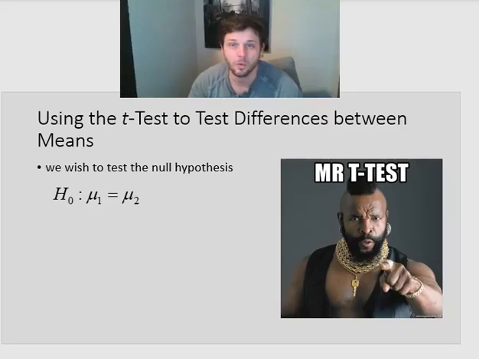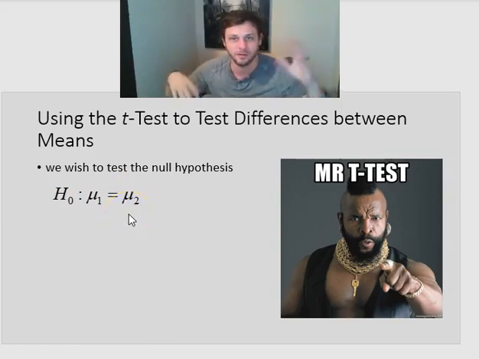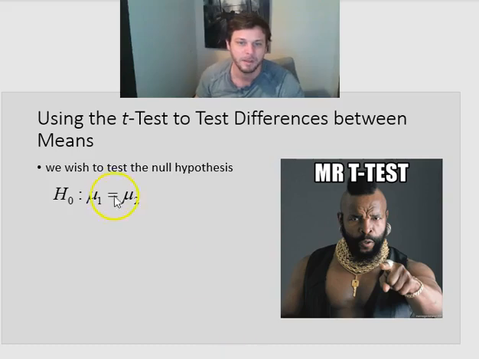Alright, so using a t-test is when you're going to test the differences between two means. Your null hypothesis is saying that the mean of population 1 is equal to the mean of population 2, or saying that there's no difference between the two of them, right? This is the Greek letter mu, which is going to stand for the population mean.